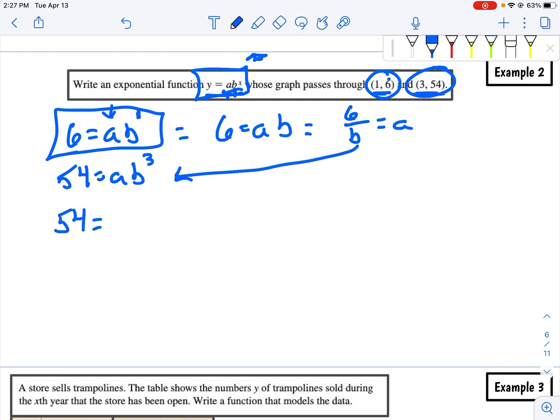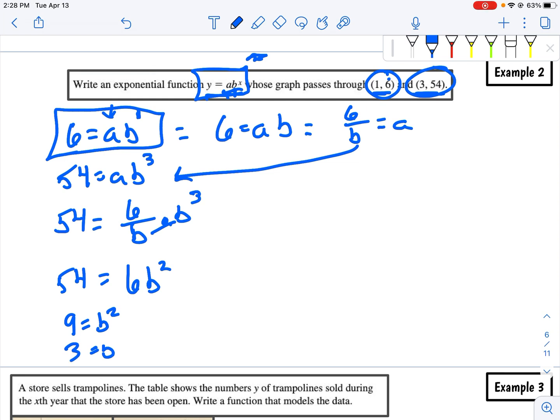So 54 equals 6 over b times b to the third power. 54 equals 6, and if we simplify here, we just have b squared. 54 divided by 6 would give us 9, and b would equal 3.